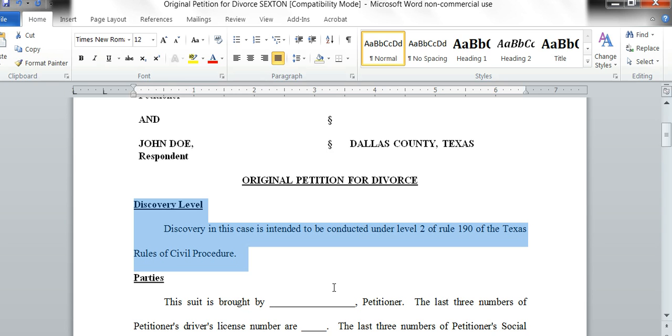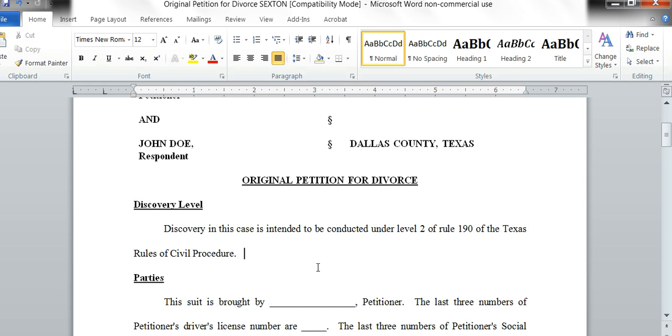The discovery level relates to how much discovery can be conducted in a case. This is an uncontested divorce. There isn't going to be any discovery. So again, if this becomes an issue, you need to go hire a lawyer.